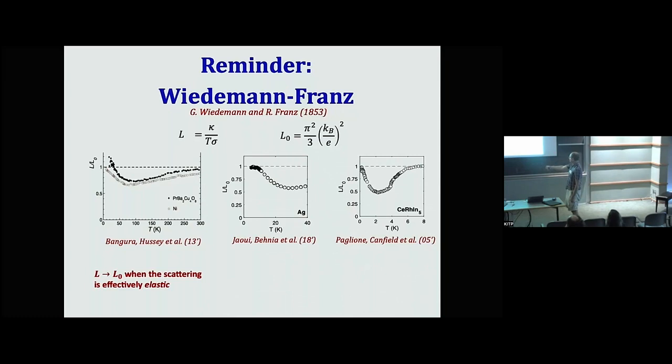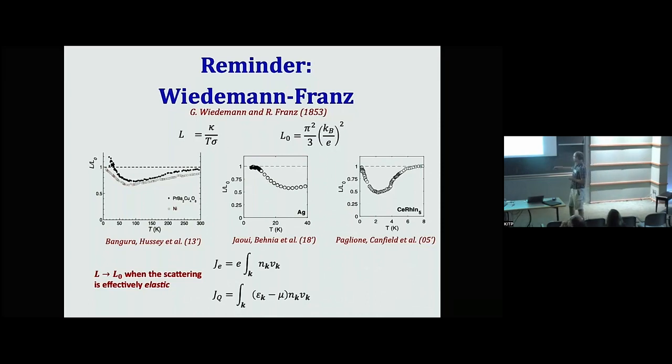So when is the Lorenz ratio approaching L naught? That's when the scattering is effectively elastic, and you can easily understand that if you just look at the expressions for the thermal current and for the electrical current. If the scattering is elastic, the only way to degrade the current is basically to change the velocity, and it's the same if you have quasiparticles in a metal. It's basically exactly the same scattering mechanism that enters both the electrical and the thermal current relaxation time.